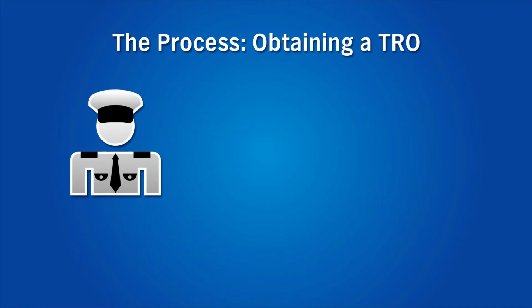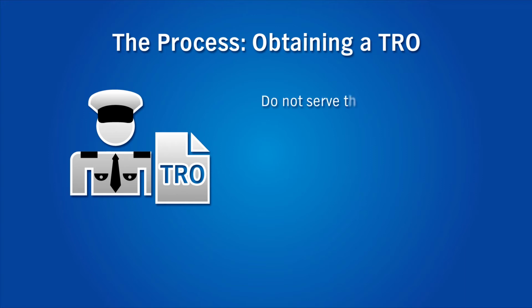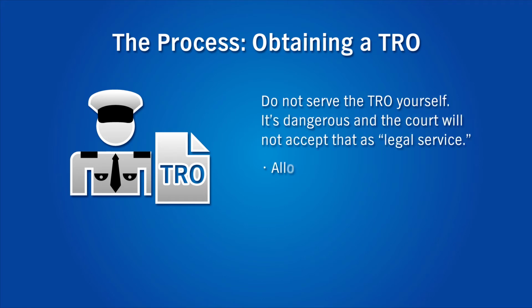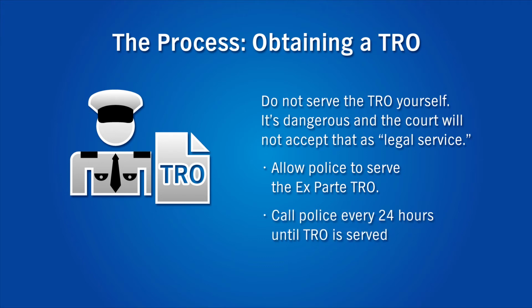The TRO is effective when the judge signs it, but only enforceable when the other side has received a copy of it. Do not serve the abuser yourself. Bring the TRO to your nearest police station so they can serve the abuser. Then call the police every 24 hours to make sure the TRO gets delivered.